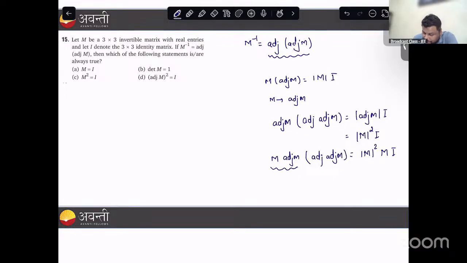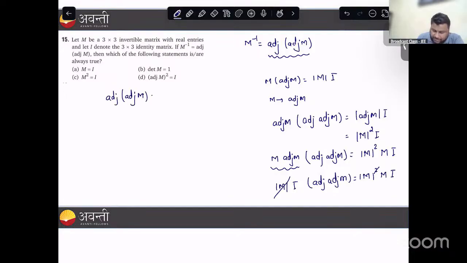Now this value is also what? Determinant of M into I into adjoint of M is determinant of M square into M into I, and one determinant of M cancels. So from this conclusion, what did I get? That adjoint of M is determinant of M into M. And this is what I have already explained to you as a property of adjoint. Any doubt in this? Anybody?